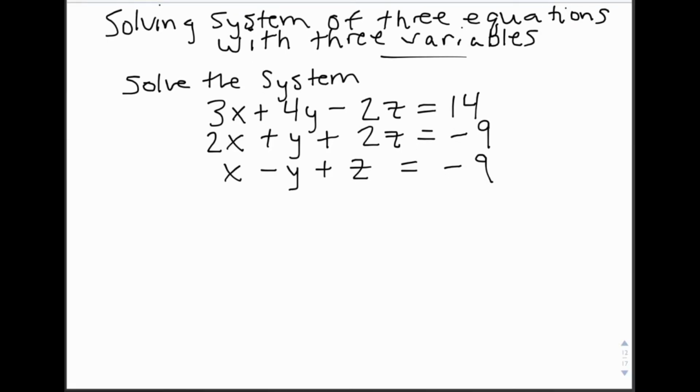It asks us to solve the system, in this case with 3 variables and 3 equations. We want to solve this following system. So the first thing we want to do is step number 1. So step 1, we want to eliminate one of the variables.